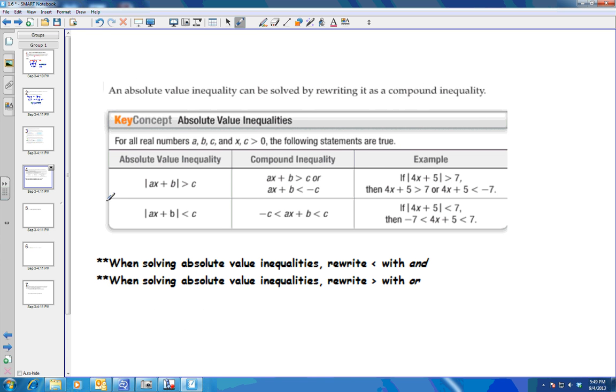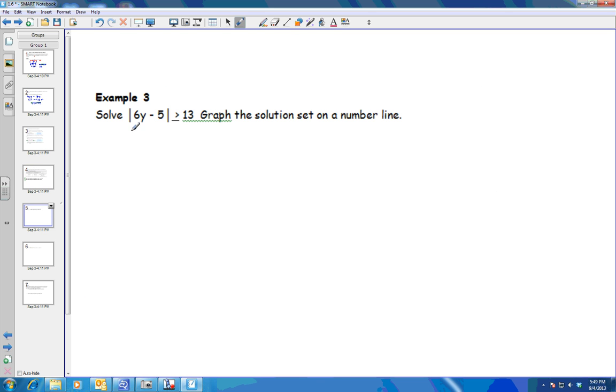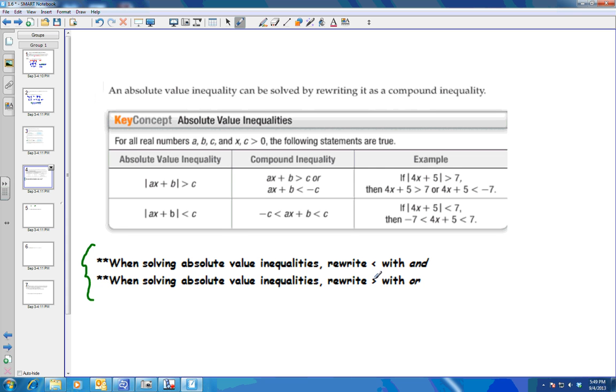Okay, so the next thing on your notes is, this is what you really need to concentrate on. When solving absolute value inequalities, and you have a less than, that is going to be an and problem. When solving absolute value inequalities that have a greater than, you're going to have an or in between. And I'm going to show you what I'm talking about. So first of all, I have an absolute value, and it's an inequality. It's greater than. So looking back at your notes, greater than, I'm going to connect with the word or. So greater than or greater than or equal to, connect with the word or.